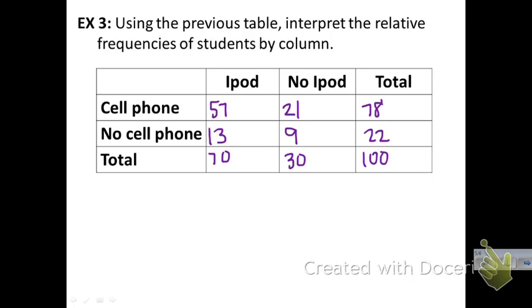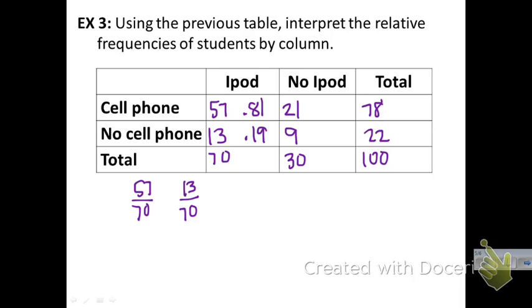Okay, so using the exact same table, we're probably going to find some similar information when we are asked to interpret it, but this time we're going to do it by column, so we're talking about going down. So if we talk about that top box where it's the cell phone and the iPod, we're going to now take 57 divided by the total number of students that have an iPod, which is 70. And this gives us 0.81, or about 81%. 13 divided by 70 for our next one will give us 0.19. And again, we could find that without dividing because those two have to add to be 100%.